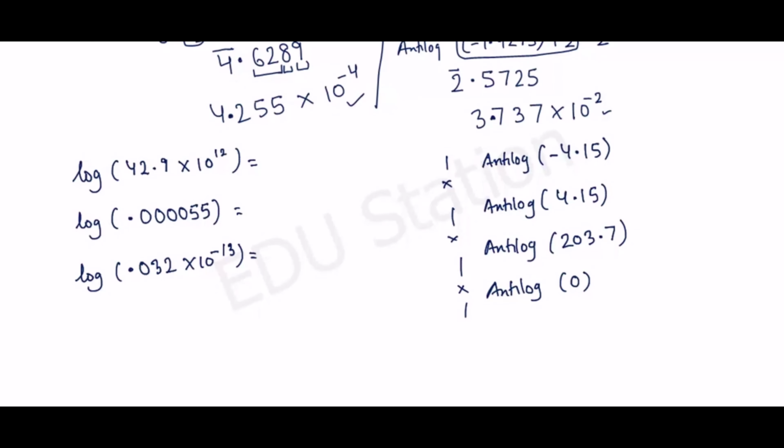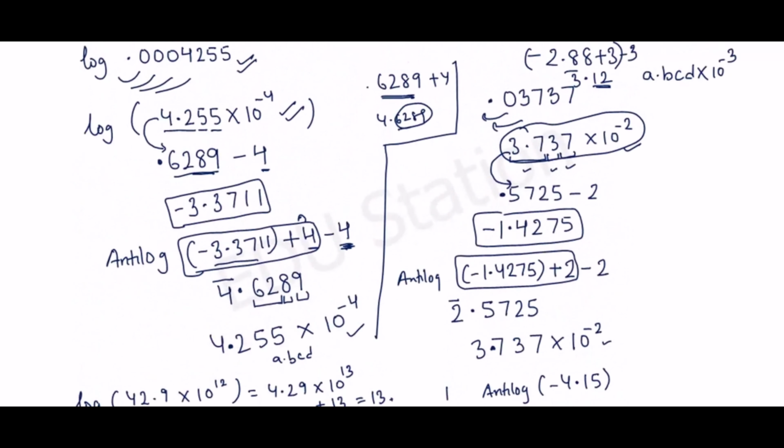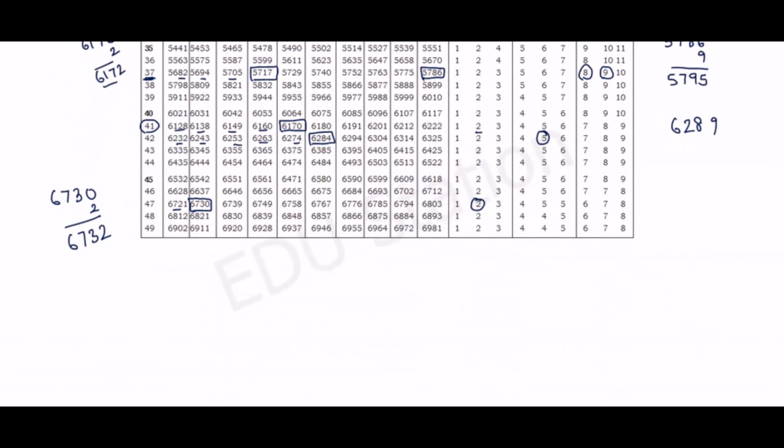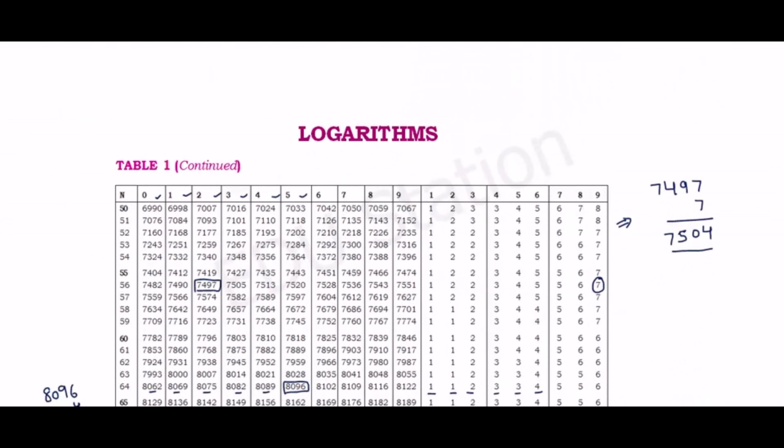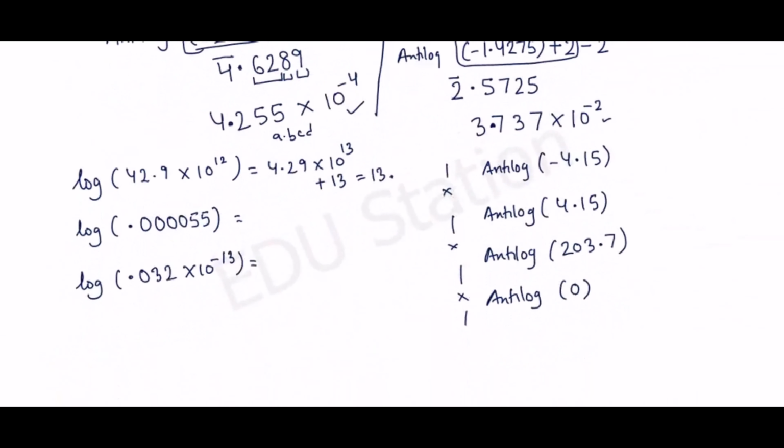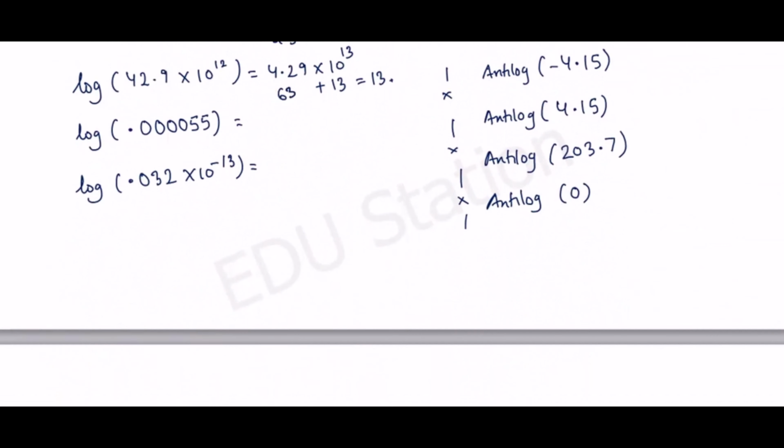I'll just start solving them. The first one, when you're finding log, the format has to be a dot bcd. So the first one I'll put it as 4.29. It becomes 10 to the power 13. So my answer is something plus 13. So my answer will be 13 point something. So to find that, I'll go to 42 column number 9, 6325. So your answer will be 13.6325.